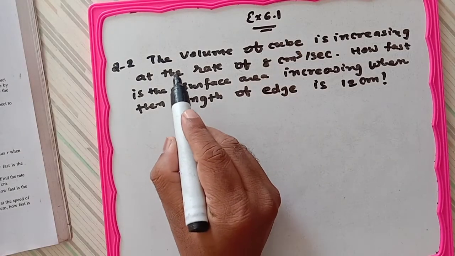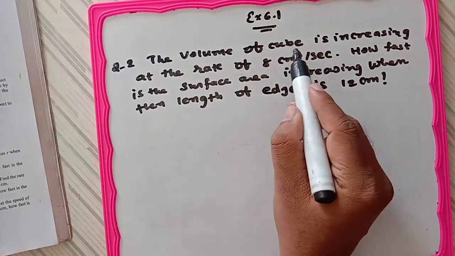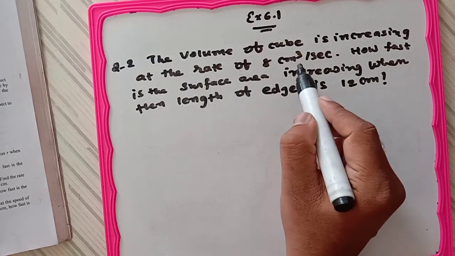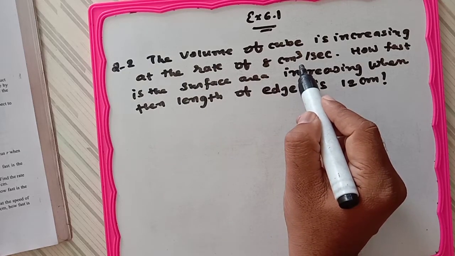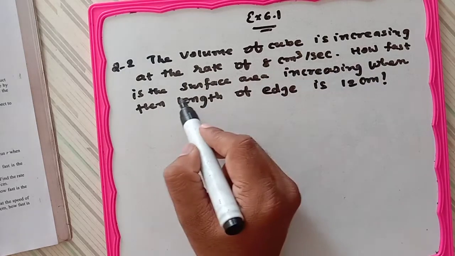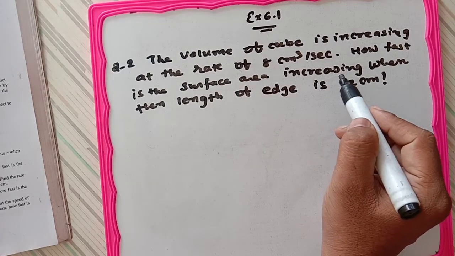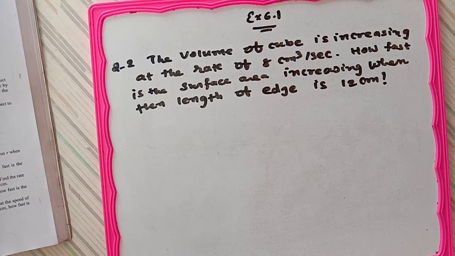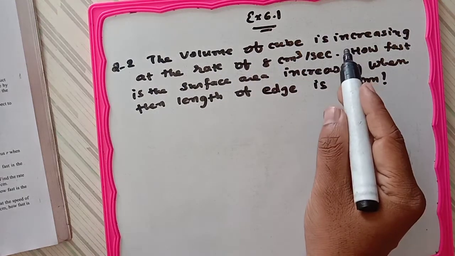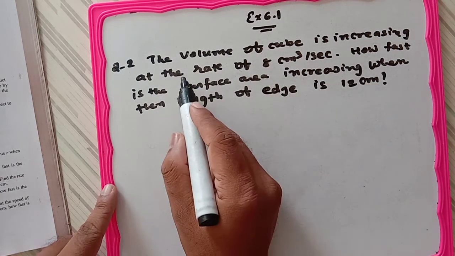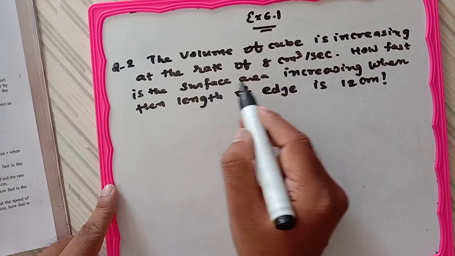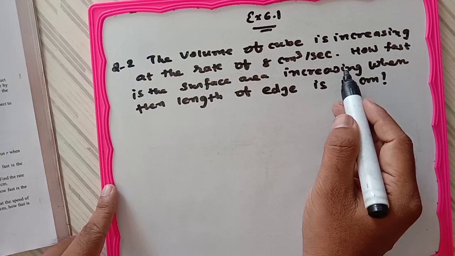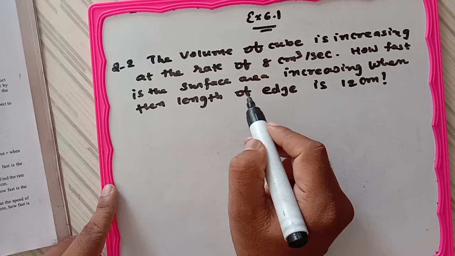The second question: the volume of a cube is increasing at the rate of 8 centimeter cube per second. How fast is the surface area increasing when the length of edge is 12 centimeter? So the volume rate is given, the area increasing rate we have to find out, and the length is given.